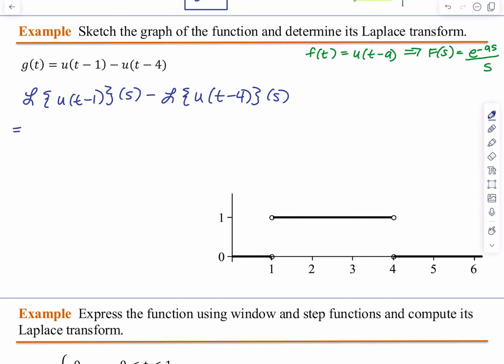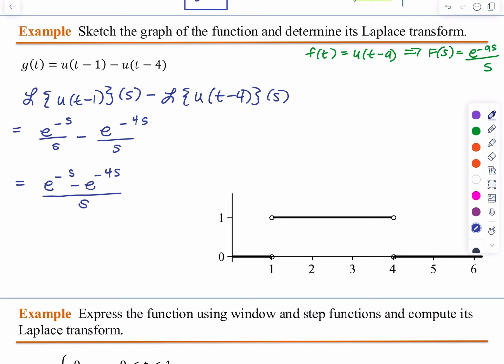Okay, so let's go ahead and use that here with what we have. So this is equal to e to the negative s over s minus e to the negative 4s all over s. And we have e to the negative s minus e to the negative 4s all over s. Taking a look at this graph, we can see that for u of t minus 1, we're going to be subtracting that.